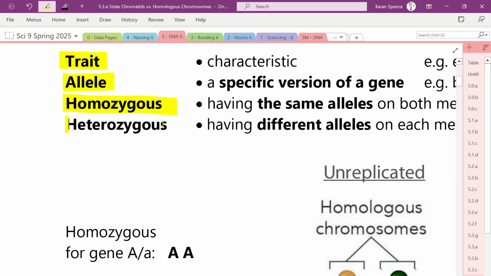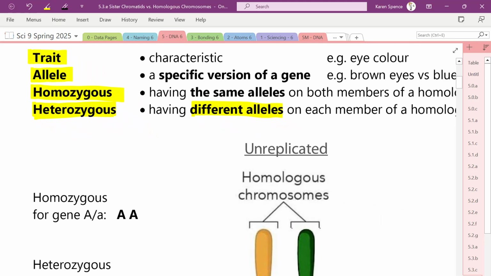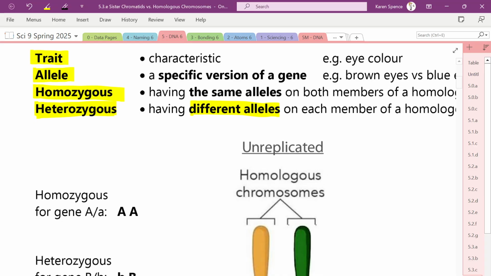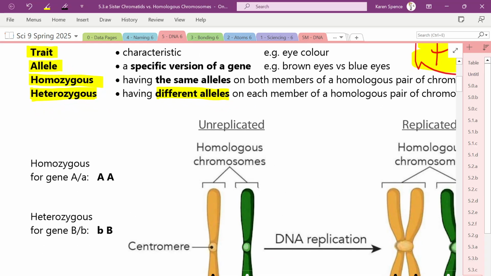Heterozygous means you have different alleles. So that might be a brown eye allele and a blue eye allele. And I apologize to all my friends out there who have green eyes or hazel eyes or something else, because it's just more complicated, way more complicated in real life than it is in grade 9 biology.